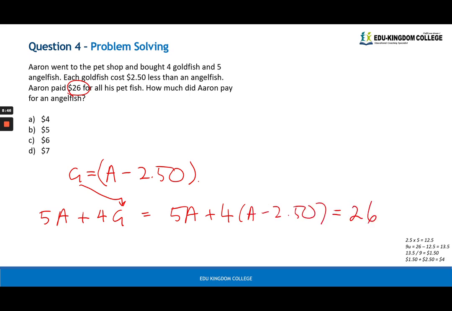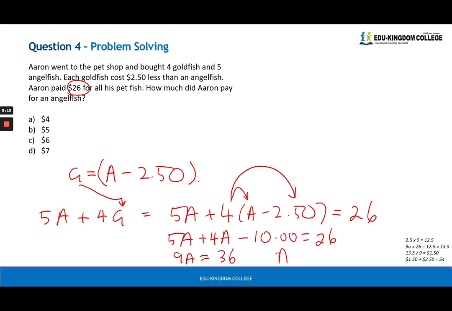When you have a bracket like this, you have to do the rainbow method. You have to apply it to both, okay? Same as 5 angelfish plus 4 angelfish minus 4 times $2.50, which is $10, equals 26. So that means 9 angelfish minus $10 is $26. So 9 angelfish must be $36. So 1 angelfish must therefore be $4. How much did he pay? The answer is A.